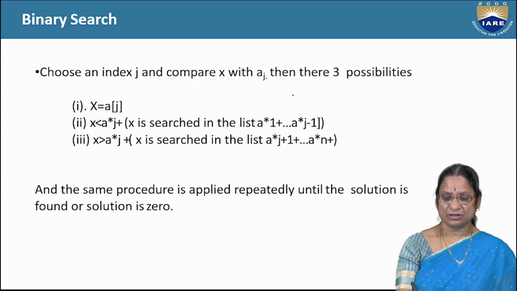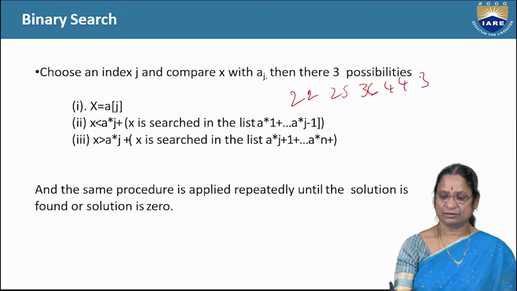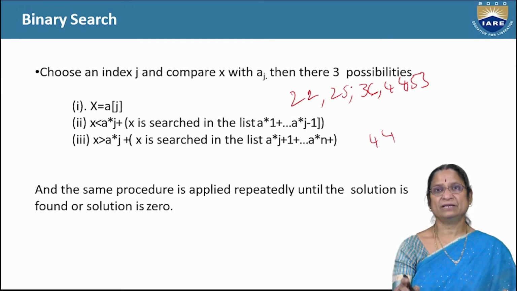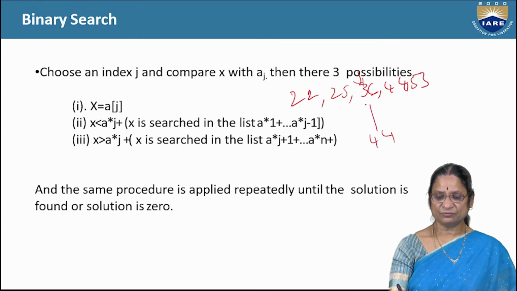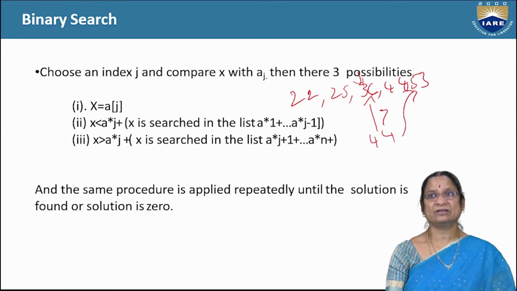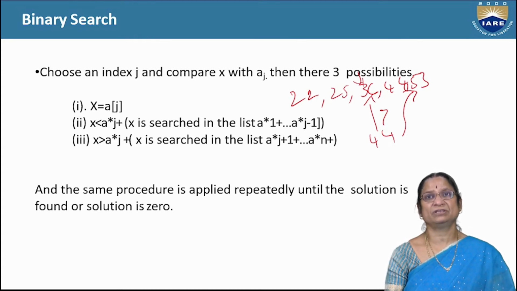elements of the search. For example, I am using 22, 25, 36, 44, 53. These are the elements. I am searching for the element 44. Let us assume I am comparing with a single element, 36. My 44 is greater than 36. That means my 44 exists in the list containing the elements after this jth element. That means I am reducing my list to the j plus 1 position through the end of the list.